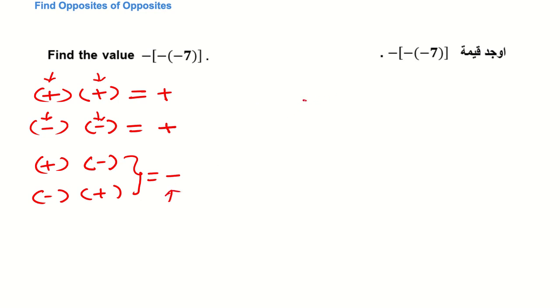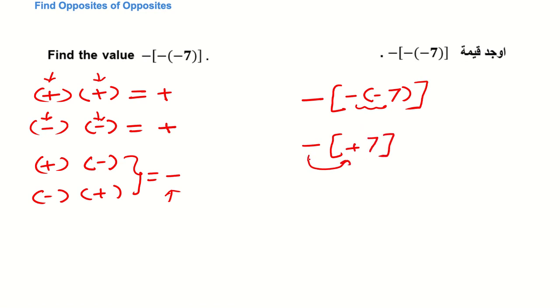So let's do it step by step. This is minus of minus 7. So what you can see here, these two minus will make positive 7. Okay, and now this is negative and this is positive, so different sign, so its answer will be minus 7. Okay, like this you can do this question.